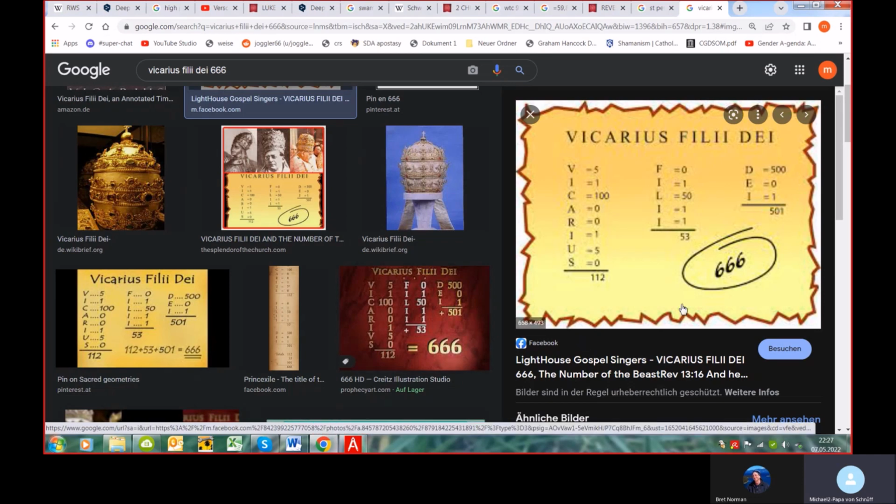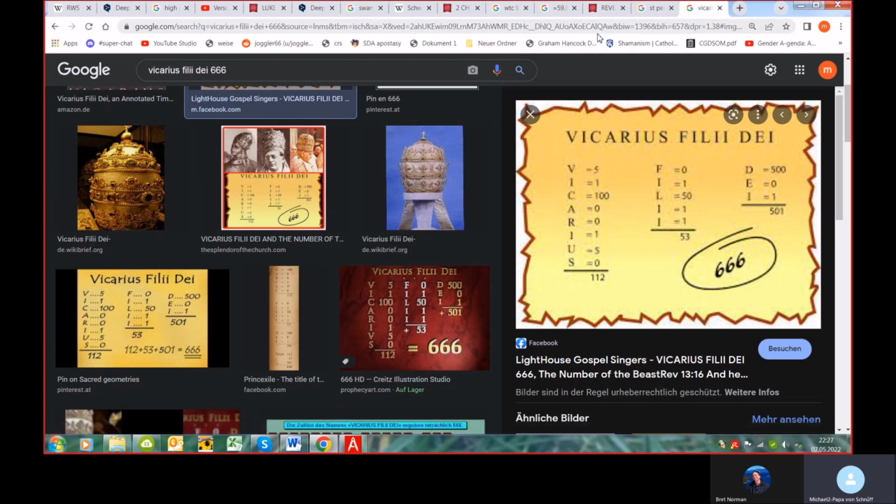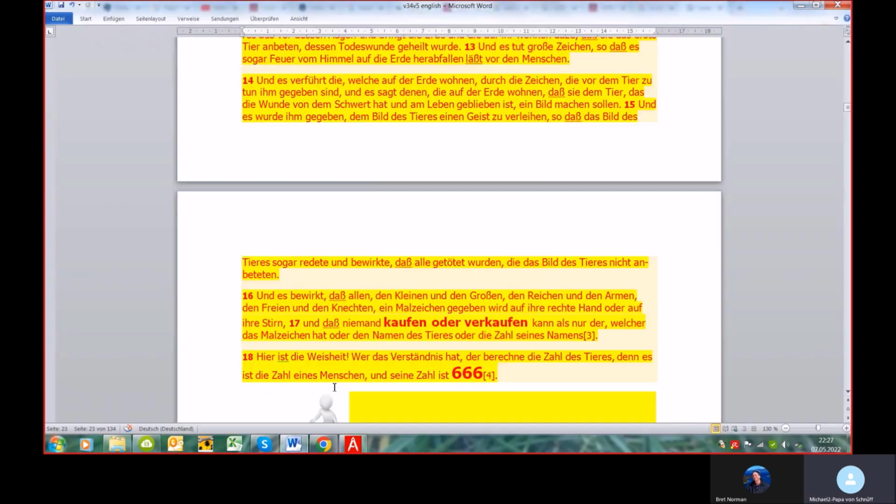Either way around, you see, this has something to do with materialistic things, with pagan things, actually. It has nothing to do with a real God-believing Christian. 666 is just the number of the sun god, and the sun god, of course, is a pagan god. It's Nimrod. It's everywhere you would like to do it. It's Lucifer or Satan. So that is the depiction here.